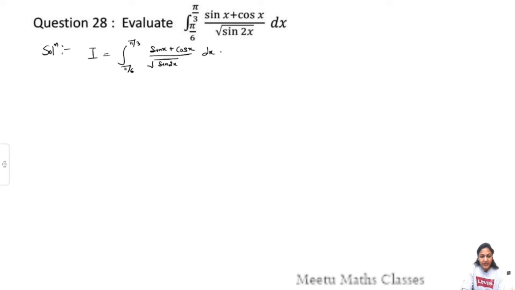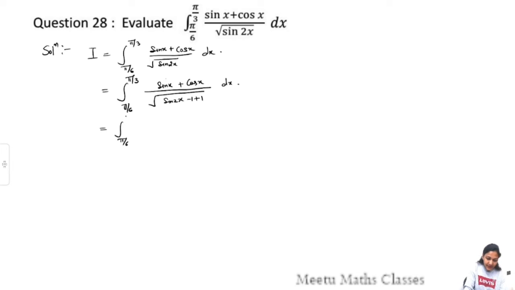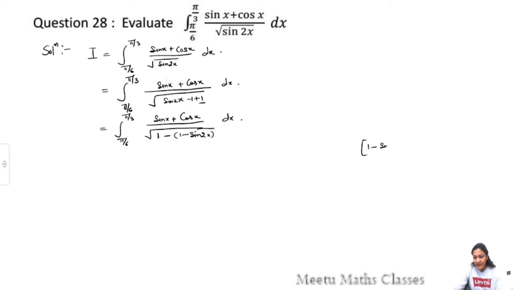Now first of all, we can observe that sin x plus cos x is the derivative of sin x minus cos x. So we will try to create that below. To create that, we are going to subtract 1 and add 1 in the square root. Now this can be written as the integral from pi by 6 to pi by 3 of sin x plus cos x upon square root, the 1 is positive, and from sin 2x minus 1, if you take minus common, it will become 1 minus sin 2x dx, and the formula for 1 minus sin 2x is (sin x minus cos x) whole square.